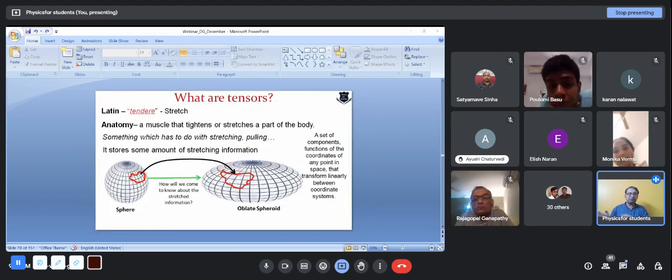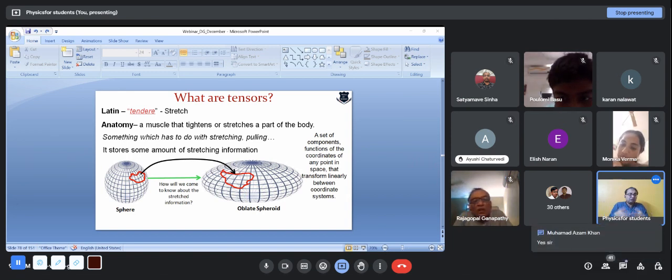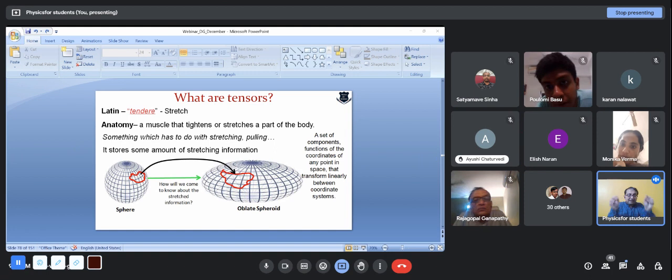So now we come quickly to the concept of what tensors are. The word comes from the Latin tendere, meaning stretch, like tender muscles, the tensorial muscles. On the left-hand side you see a sphere. Mohammed was asking me about it: this sphere has some amount of information. Now, if I stretch it, why am I stretching? Because obviously it is a curved surface, it will stretch. So when I stretch it, the red information also gets stretched out.